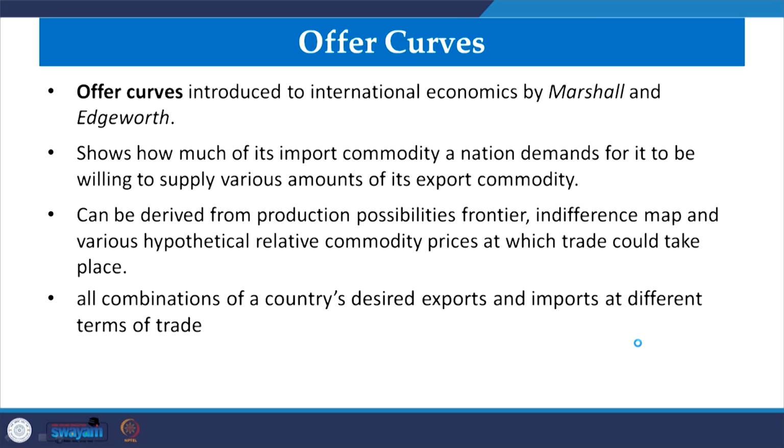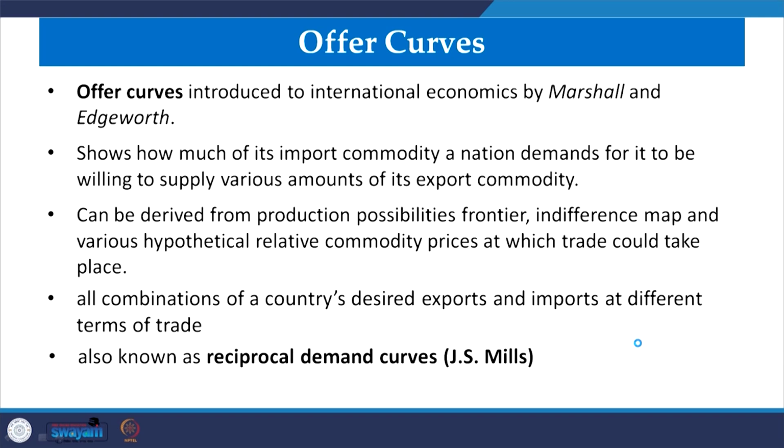This can be derived with the help of the production possibility frontier, the indifference map and various hypothetical relative commodity prices, and that usually takes place after trade; in the autarky situation we cannot determine all those changes. So, an extent of dynamism is attached to the applications of the offer curve. Basically this is a combination of a country's expected or desired exports and imports at different terms of trade. We will be discussing terms of trade in detail.